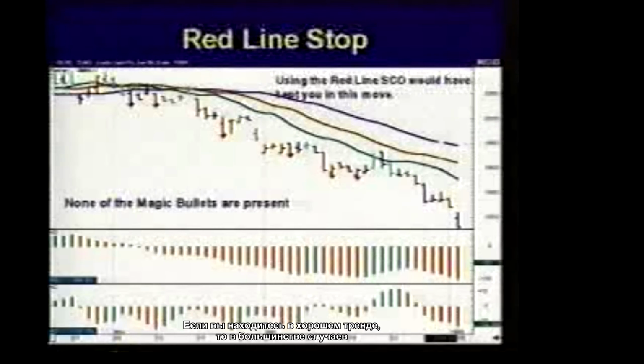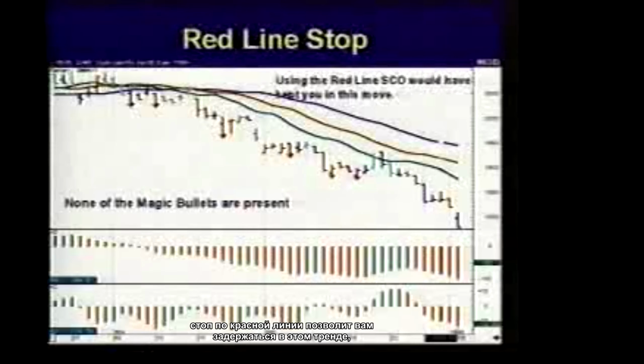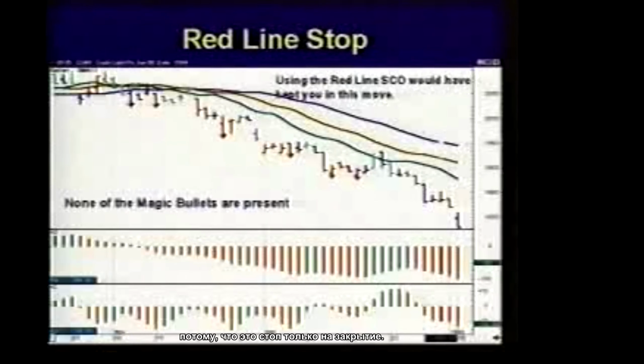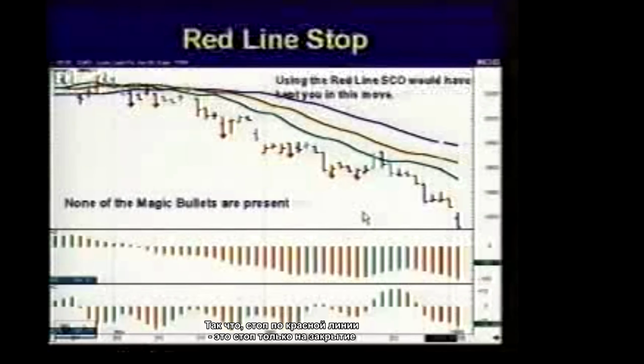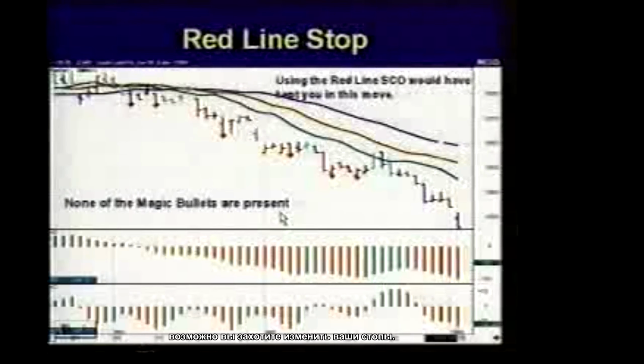When that happens, most of the time, if you're in a good trend, the red line will keep you in. Because it's stop close only, it will keep you in. Many times the market will rise up within the mouth of the Gator, as you see here, but it doesn't close beyond that. It closes below it. So the red line is a stop close only, and it's meant to keep you in a trend. Now notice we have none of the magic bullets present. Once you start seeing magic bullets present, you may want to change your stop.